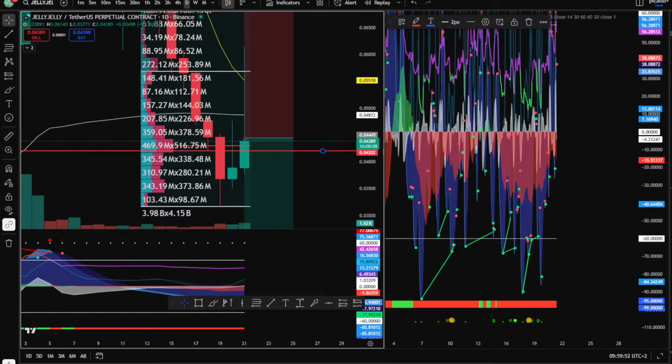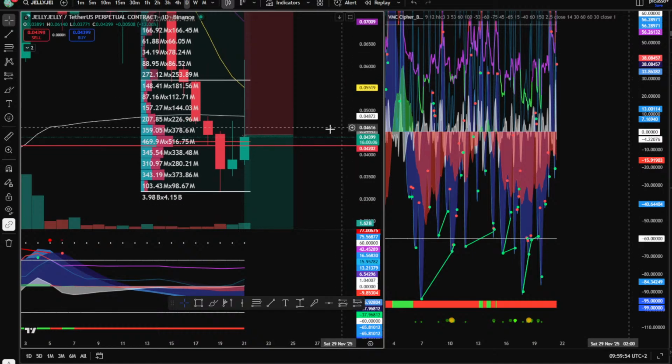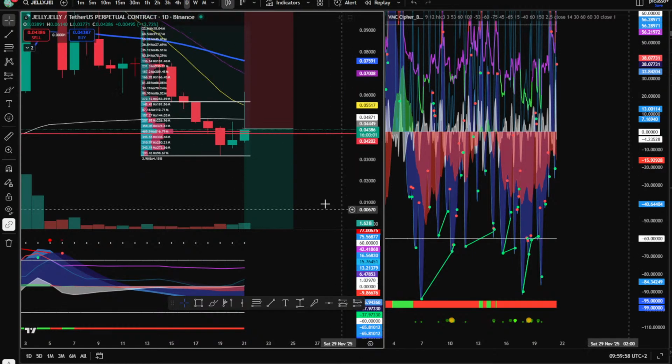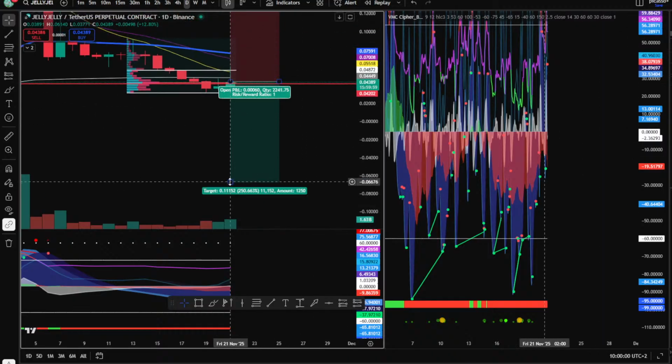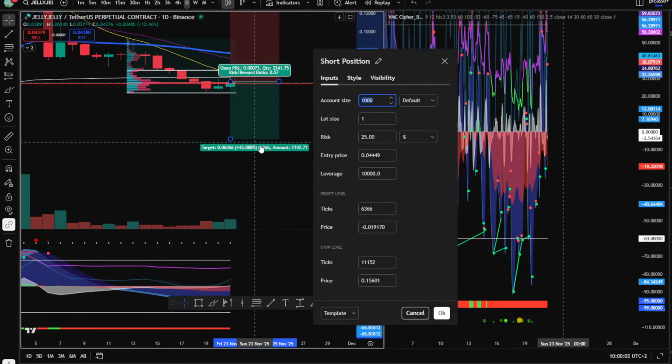I'm just replying to a few things. So Jelly is the first trade. It's going to be a beautiful trade. We'll take profit pretty quickly. 4202 is the take profit.